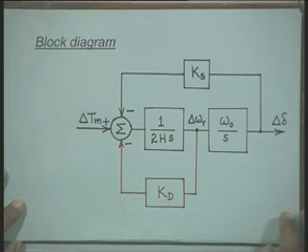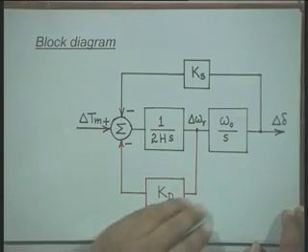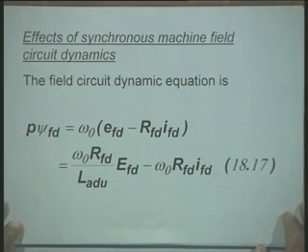Earlier, in the transfer function model which we developed, we assumed the constant field flux model, or the voltage behind direct axis transient reactance was assumed to be constant, that is the classical model. Now, we go one step further and include the dynamics of the synchronous machine field circuits.